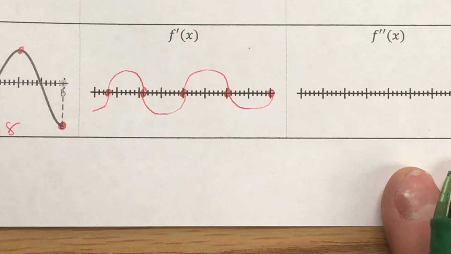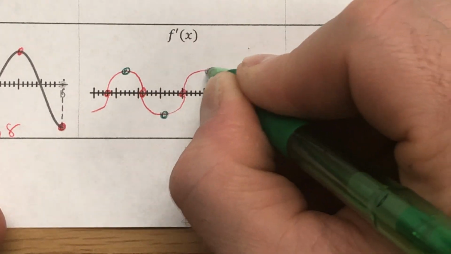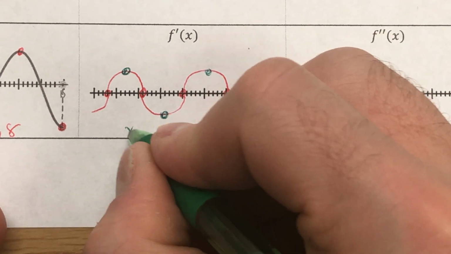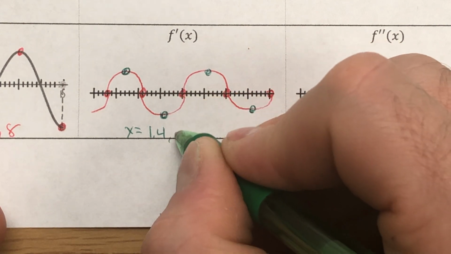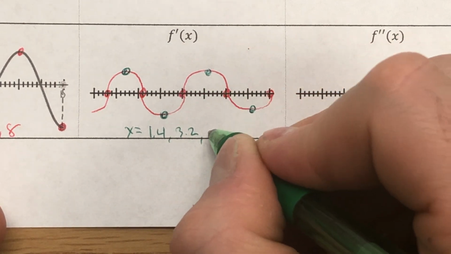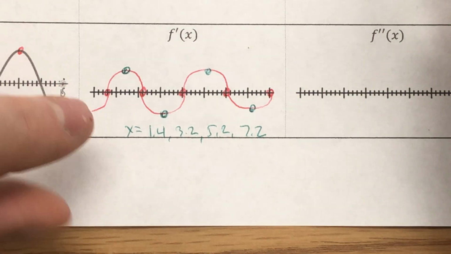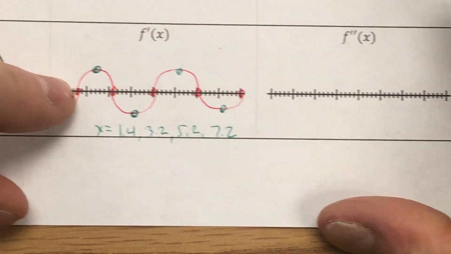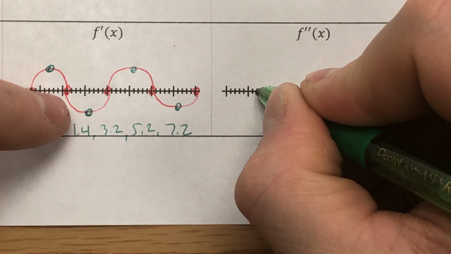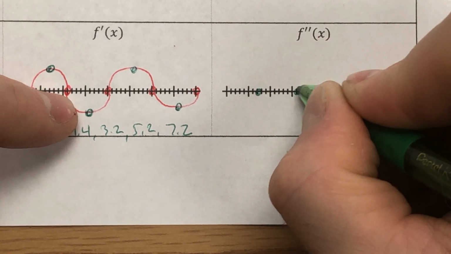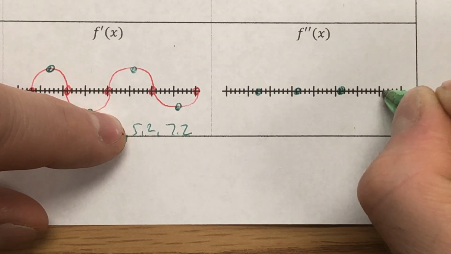We're then going to use this and find its max or its mins. So this is roughly 1.4 to 3.2, 5.2, and 7.2. So I'm going to put those as my zeros on my second derivative. So 1.4 to 3.2, for 5.2, 6, 7.2.